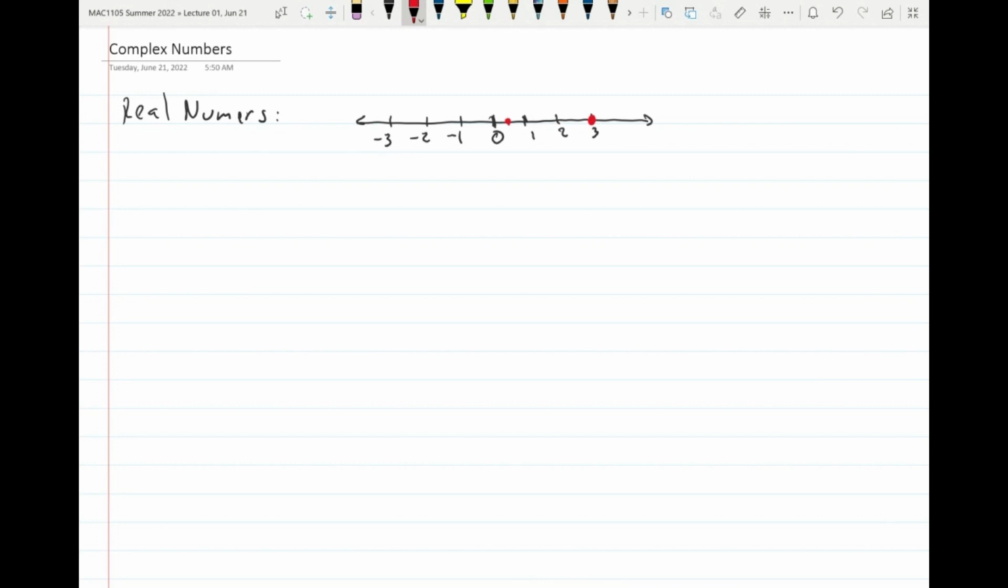How do you know this? How can you say that one number is less than another one? Yes? It's on the left side. Very good. When you put them on the real line, whoever is the leftmost number, that's the smallest one. Okay? That's called a well-ordered set.